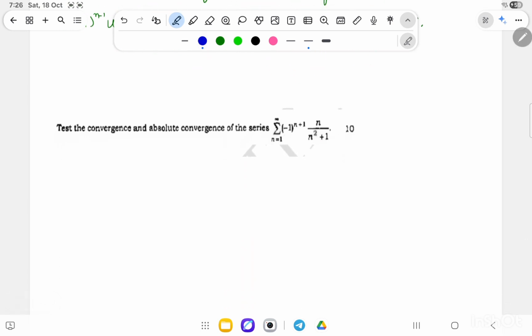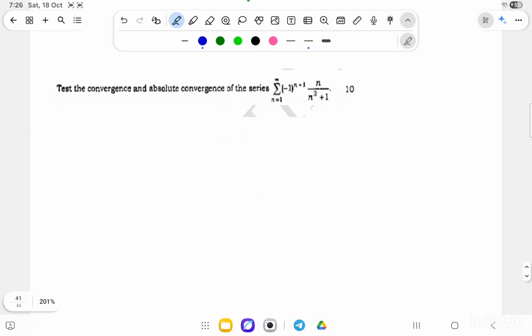The next question says to test the convergence and absolute convergence of the given series. Again it is an alternating series: summation n equals 1 to infinity of minus 1 raised to n plus 1 times n divided by n square plus 1. Now if you observe this term bn, our bn is n divided by n square plus 1.